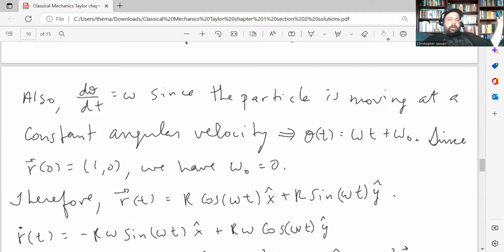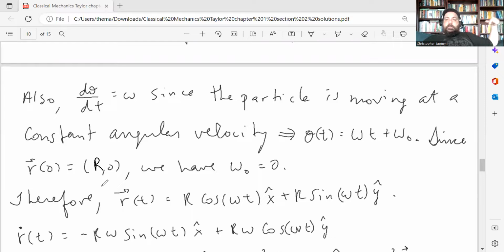Since r of 0 is 1, 0, so you want to start on the x-axis, right? Oh, and I just realized something. There's a typo here. Sorry, this shouldn't be 1, 0. This should be r, 0. So it's not the unit circle necessarily. It says that the circle has radius r. So we're starting at the point r comma 0, all right? Meaning we're on the x-axis. So that means that the initial angle will be 0, right?